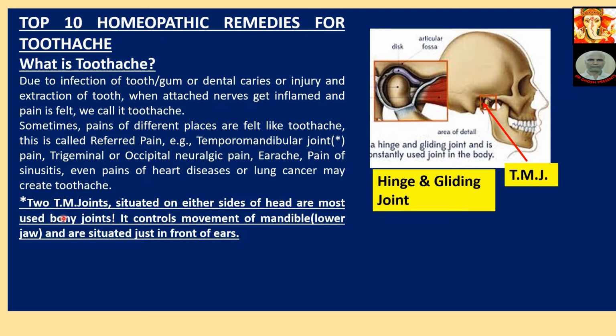Two TMJ joints are situated on either side. One is this side, another is the opposite side. Two temporomandibular joints situated on either side of the head are the most used bony joints. They control movement of the mandible and lower jaw and are situated just in front of the ears. Just in front of our ears. Here is the ear, and in front of that.